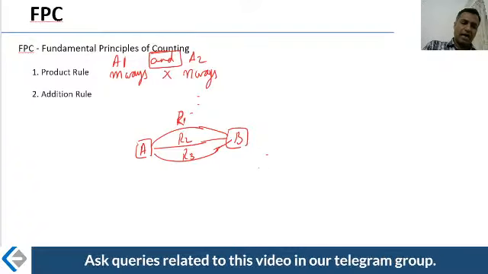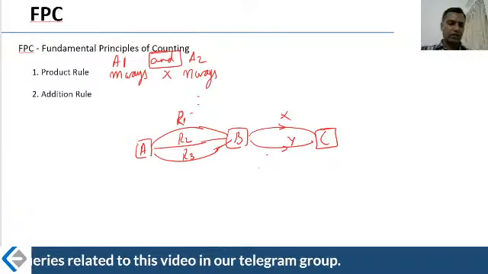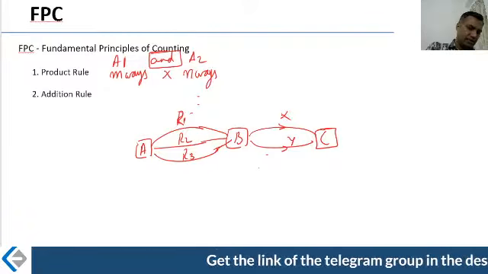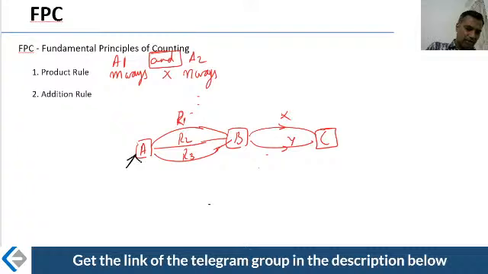Then from B to C, there are 2 roads. Let me call these roads X and Y. So now the point here is the person is at A. This is the start. And the person has to reach C, which is the finish point.